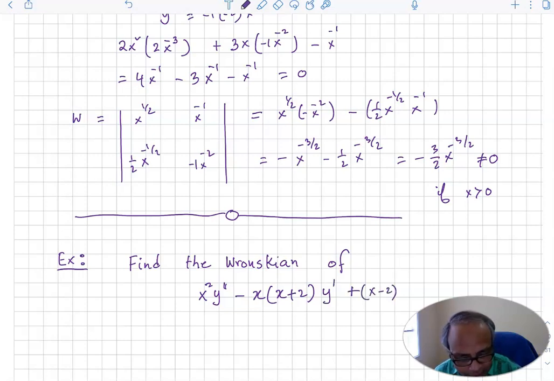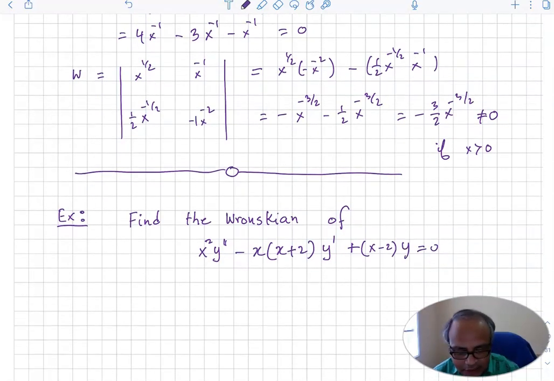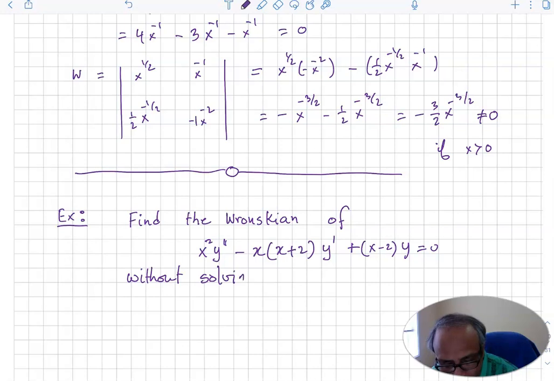So I have a differential equation x squared times y double prime minus x times (x plus 2) times y prime plus (x minus 1) times y equal to 0. And I want to find the Wronskian of this differential equation without solving this differential equation. I'll just use the short form DE.